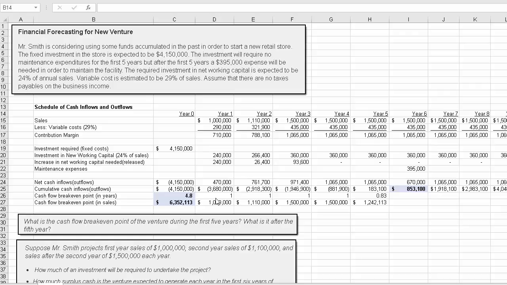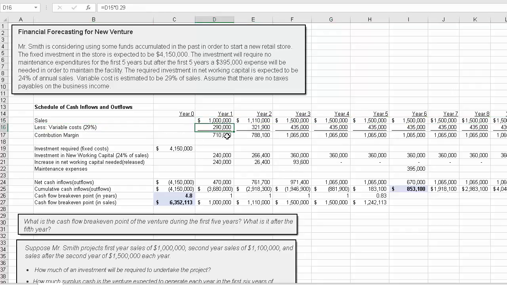Okay, so what I put together here is a schedule of inflows and outflows based on the information we have. So right now I'm going to call that year 0, and they told us the investment required, which they're considering to be a fixed cost, is $4,150,000. And then we're going to have sales down here. They give us some assumptions. Sales of $1 million, then $1.1 million, and then $1.5 million each year after that. Okay, so I've jotted in all those sales, and I've carried this out for about 10 years, although I think we only need to go 5 or 6.